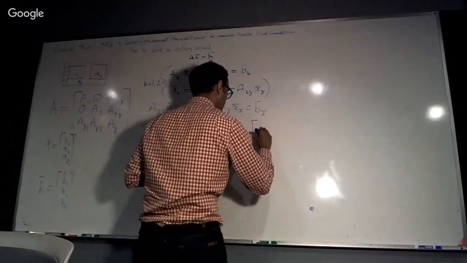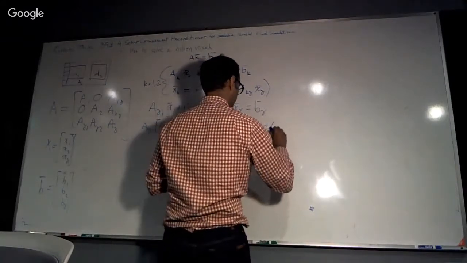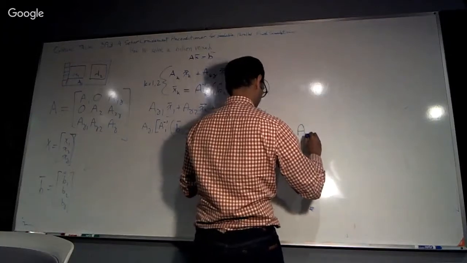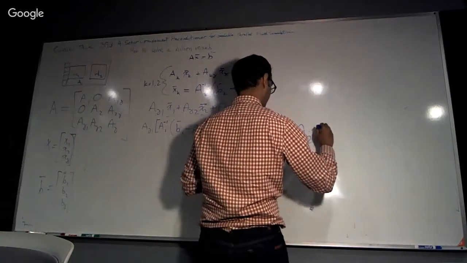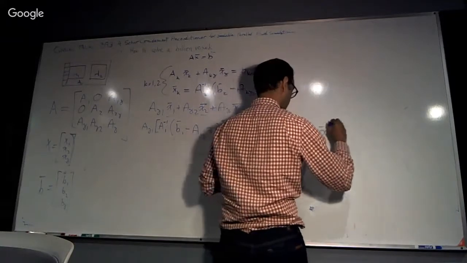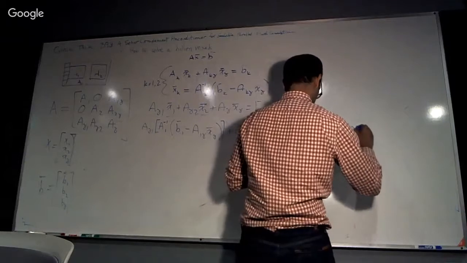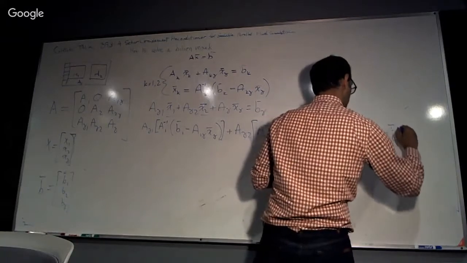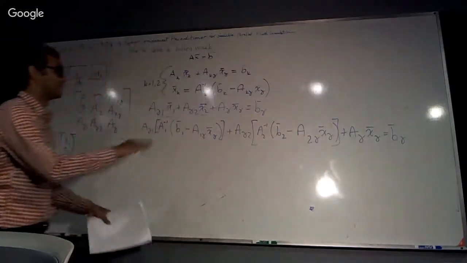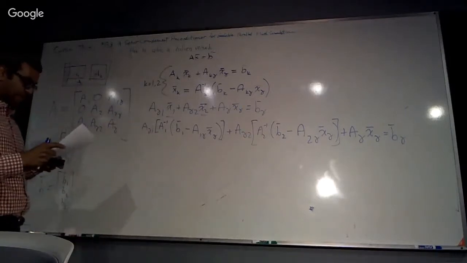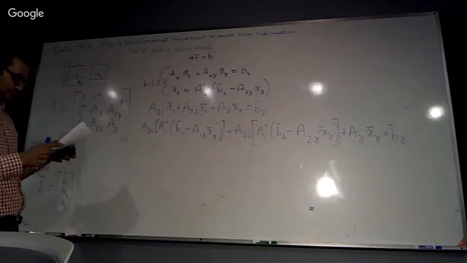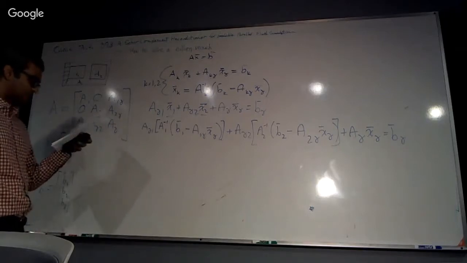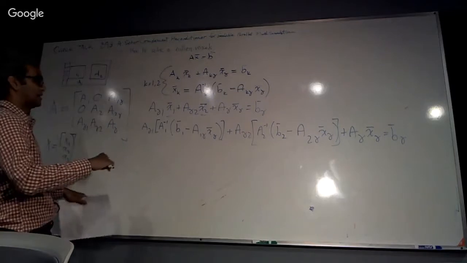A2 inverse. Any questions, by the way? I'm just writing down some expansion here. So I haven't really done any work here. I'm just expanding these things out. And if we collect these terms, we end up with, what do we got here?